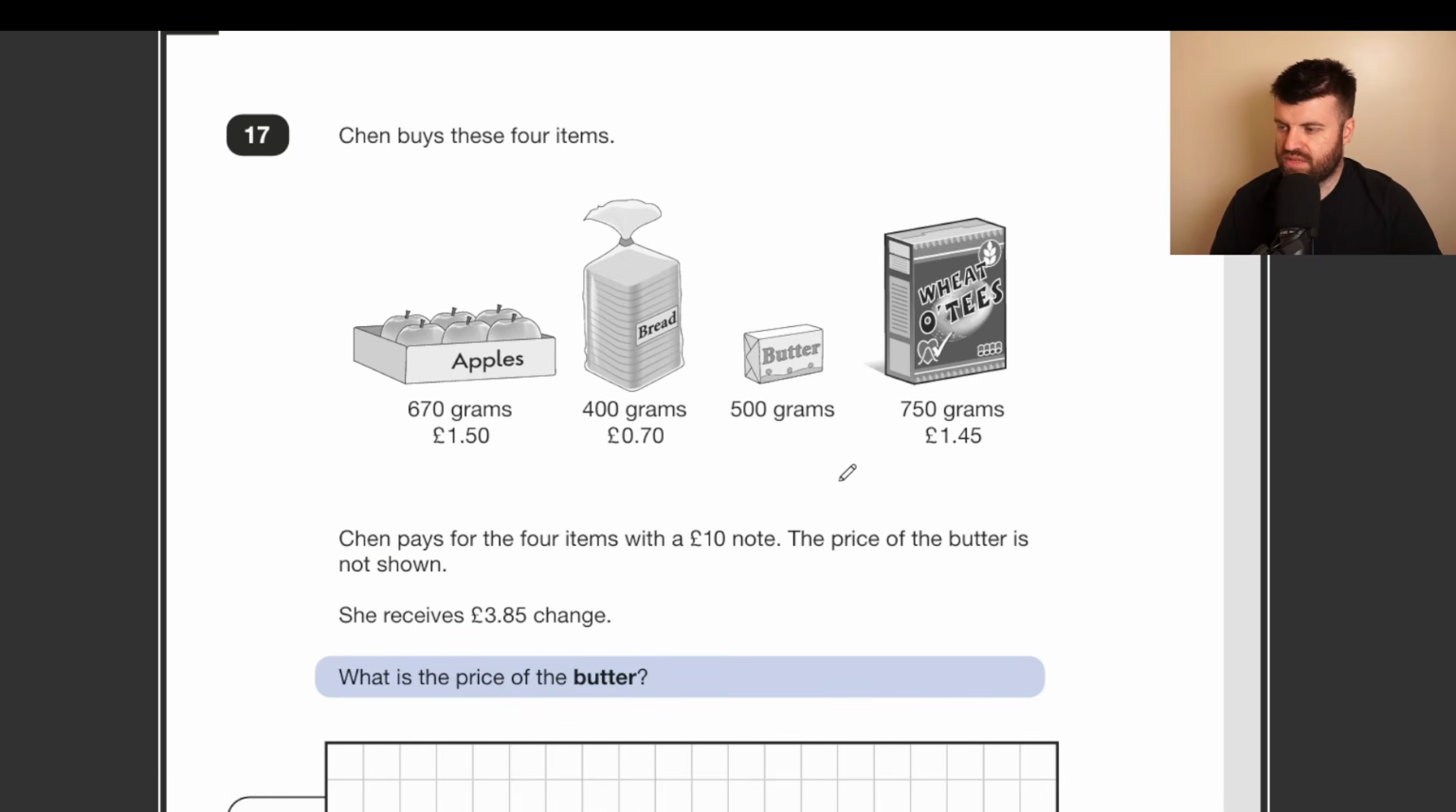Chen buys these 4 items. Chen pays for the 4 items with a £10 note. The price of the butter is not shown. She receives £3.85 change. What is the price of the butter? Now, straight away, I'm going to tell you something. Look, we are given the weight of these items. This information is not relevant at all.